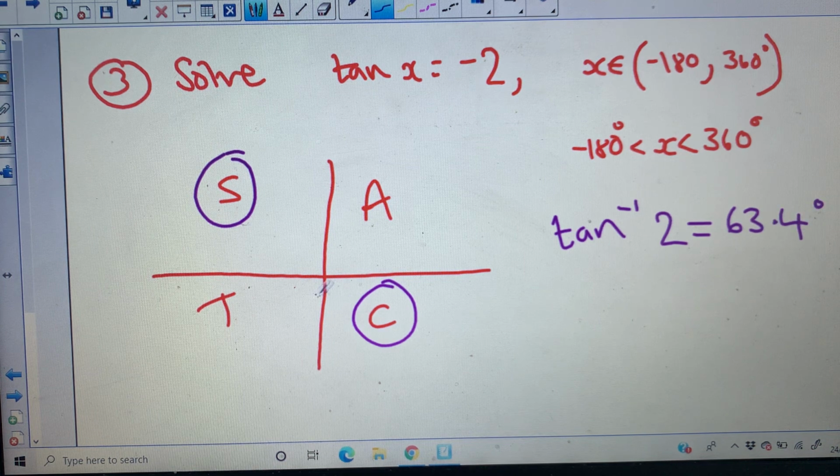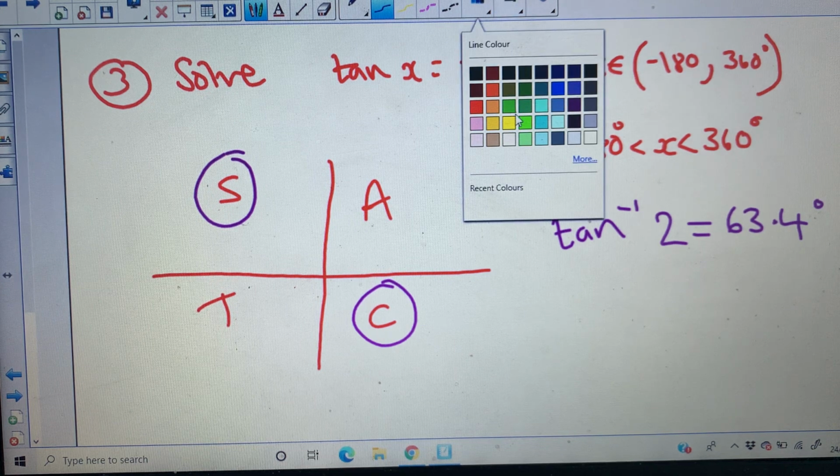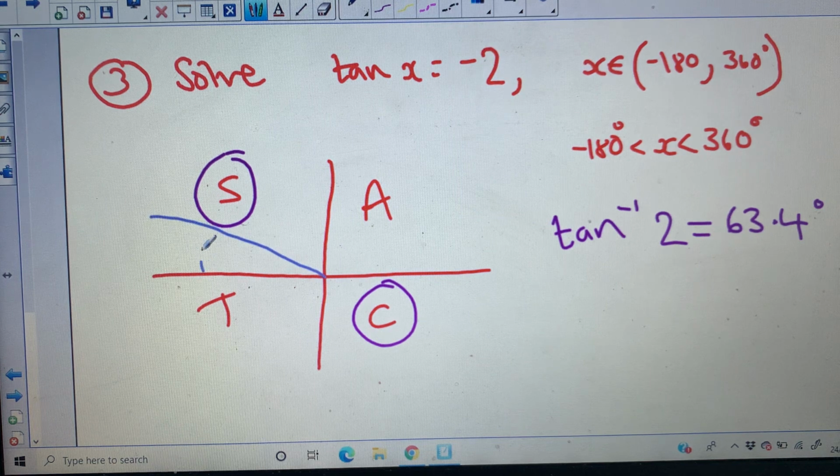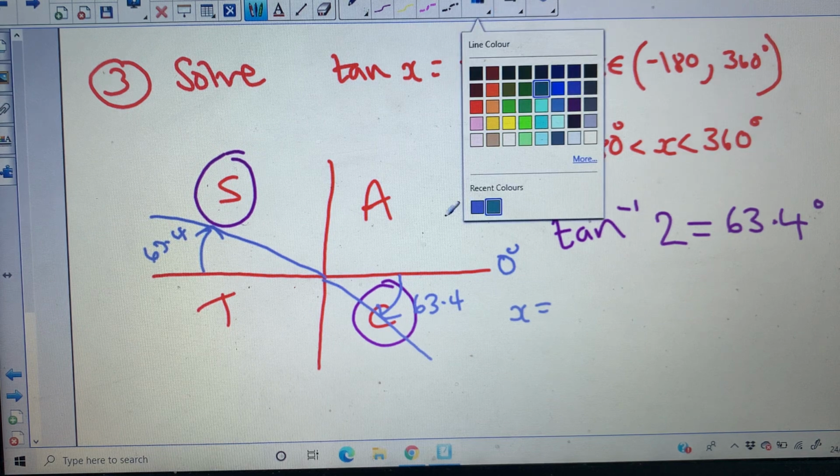Right, draw in to your nearest ringed quadrants, and let's have a different colour. Right, 63.4, and in to this one from the nearest x-axis, 63.4. Let's now read off. Let's start from 0. Maybe I'm going to change that colour again.